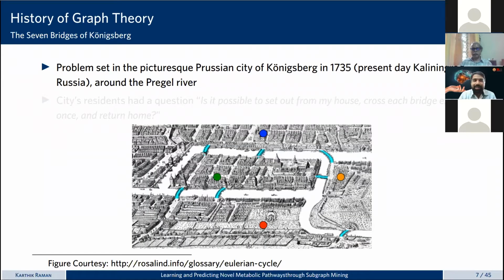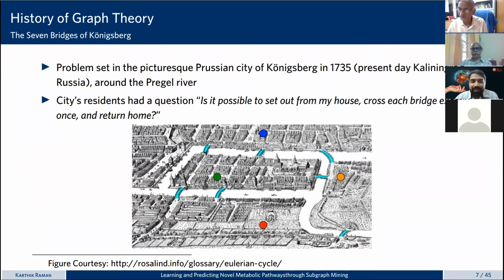Very interesting. The problem was set in the picturesque city of Königsberg in 1735. Today it's Kaliningrad in Russia, around the Pregel River. The residents of the city had a question: is it possible to set out from my house, cross every bridge in the city, and come back home? This was a very pressing question for the citizens of Königsberg back in 1735. I hope you can see about 7 different bridges here, and there are, if you will, 3 different islands in the city. Suppose I were to start at this blue dot, and I have to cross all these bridges and come back. So this was the question that the city's residents had.